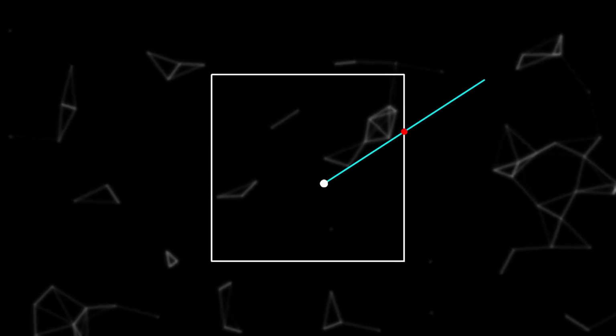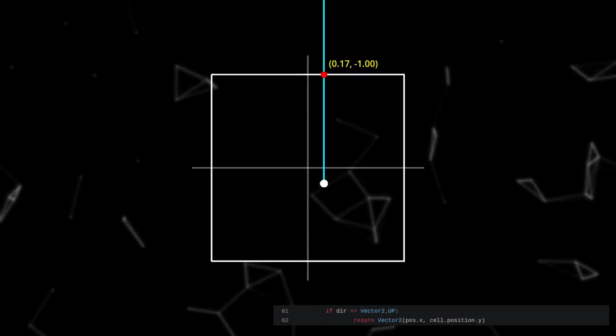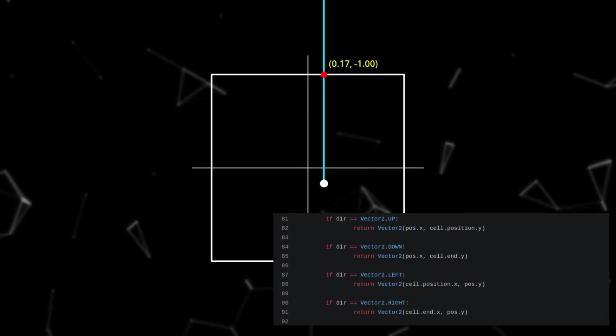Alright, so let's break down the problem into a single cell. Given a point somewhere within the cell, we need to shoot a ray to intersect one of the 4 edges. For directions aligned to the basis, this intersection point is trivial. For example, the intersection for the up direction is the point's x position, and the top edge's y position. For non-basis directions, things get a little trickier, so let's consider the cases.